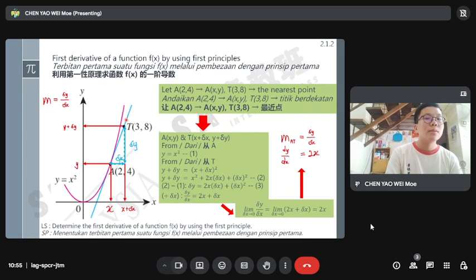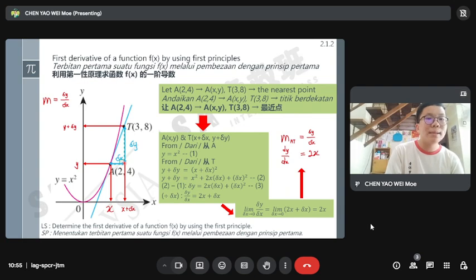What is the gradient for this line? You see, it is x, it is y. This horizontal distance is delta x.